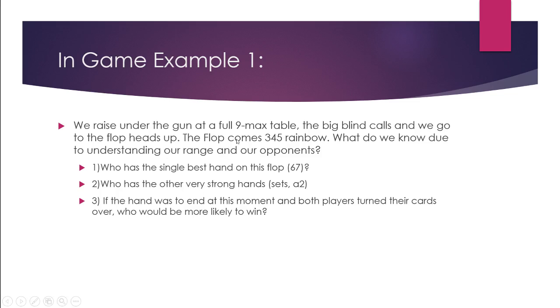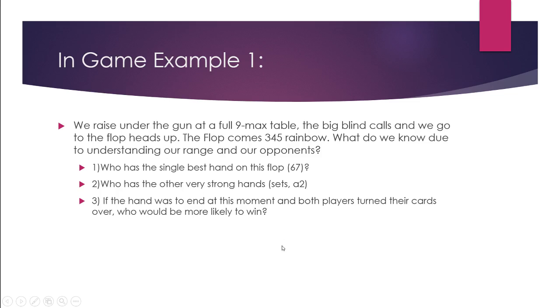What do we know due to our understanding of ranges and our opponents? So our first question is, who has the single best hand on this flop, which would be 6-7? Who has the other very strong hands, sets, and ace-2? And if the hand was to end at this moment and both players turn their cards over, who would be more likely to win? So you can take a second to pause this and think about those solutions before I go over them in a second. And we're doing a couple of these.